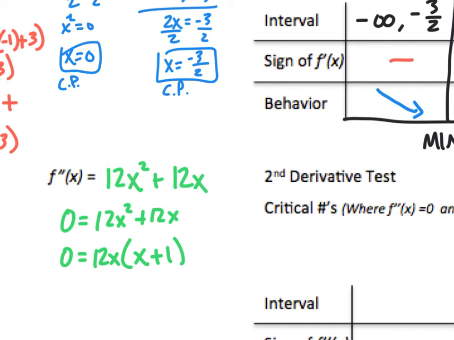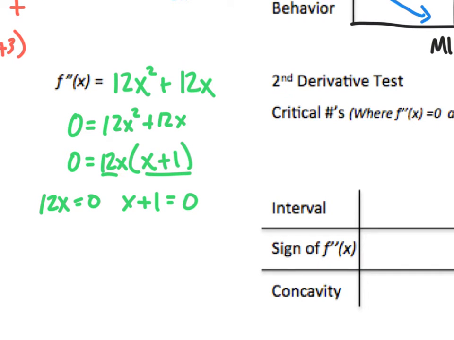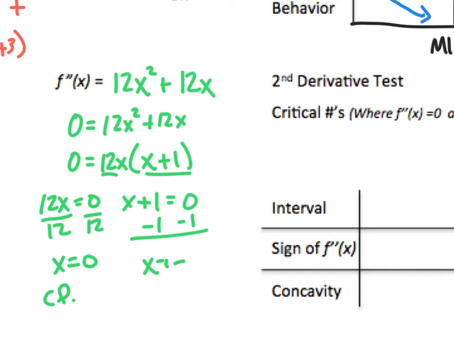Okay, so if I set each of these now equal to 0, I'm going to set 12x equal to 0. I'm going to set x plus 1 equal to 0. And so I'm going to divide by 12, so x equals 0. That's a critical point for my second derivative test. And then I'm going to subtract 1 from both sides, so x equals -1. X equals -1 is another critical point on my second derivative, okay? So up here, I'm going to write critical points, critical numbers at x equals 0 and x equals -1, okay?